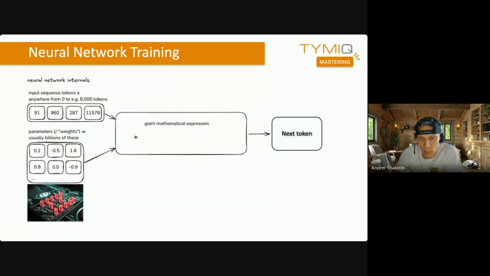What is inside the model? So how does it look? This black box, the LLM, the model, is a kind of mathematical expression with two inputs. The first input is our tokens, what we have in context. So we already have some tokens, and we would like to predict the next one. It is our input.